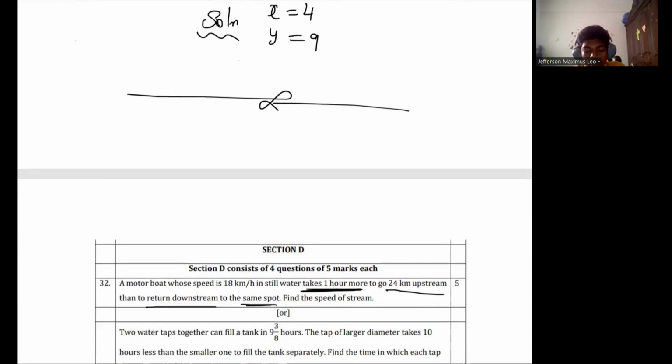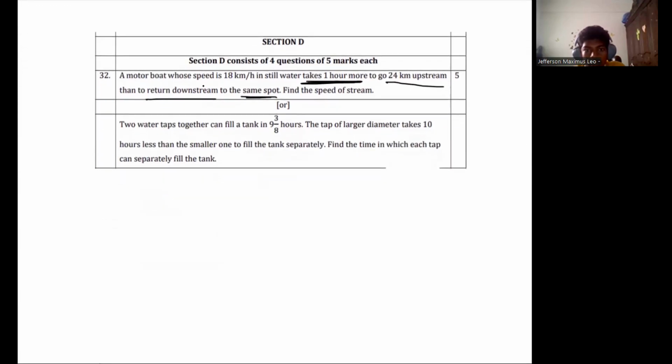Yes, ma'am. Question 32, the first sum, was already done in the last class. So just this sum now. Read the question. Two water taps together can fill a tank in 9 3/8 hours. The tap of larger diameter takes 10 hours less than the smaller one to fill the tank separately. Find the time in which each tap can separately fill the tank.